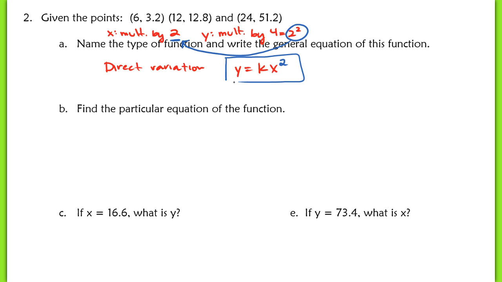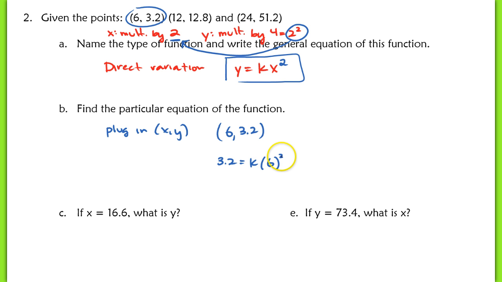Now when we find the particular equation of the function, we need to make sure we find the value for k. So we're going to solve for k. To solve for k, we need to plug in an xy pair because we have a bunch of them. We have 3 different ones that we can plug in so that we can find our k value. So let's plug in the first one, 6, 3.2. It doesn't matter which one you plug in though, I'm just going to pick the first one. So I have 3.2 is equal to k times x squared, or 6 squared, and if I want to solve for k, I need to divide out that 36. So I have k equals 3.2 over 36.